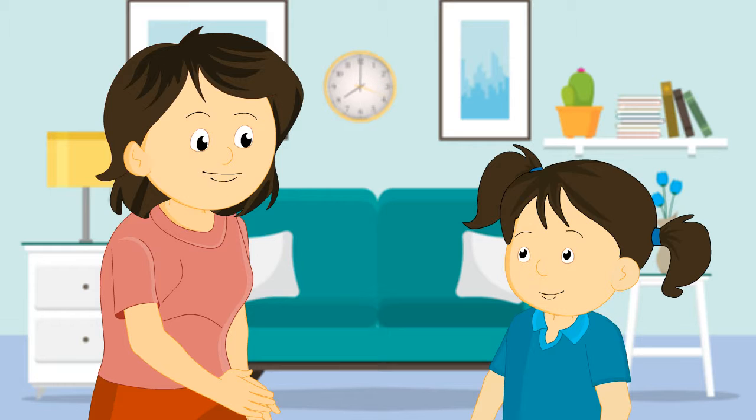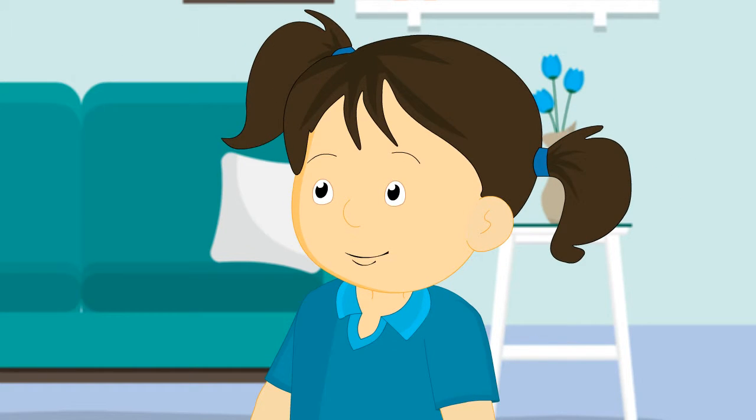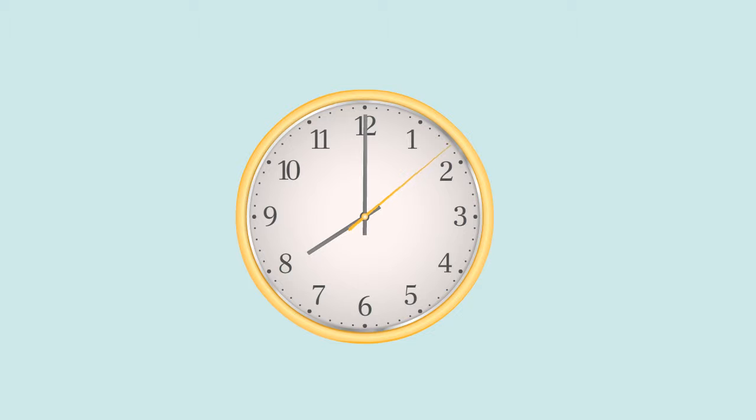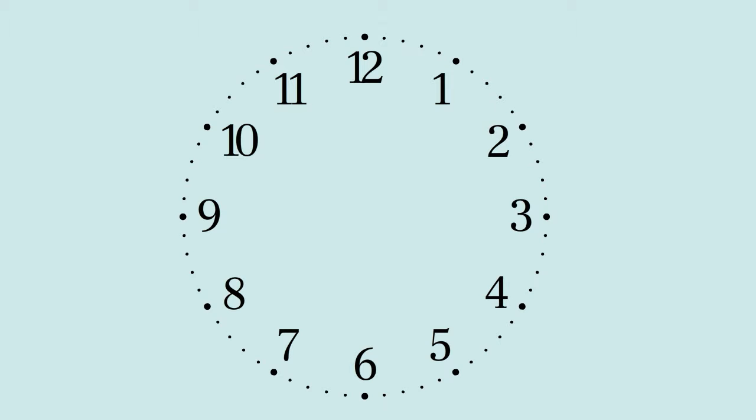Now I am going to tell you something more about reading time on the clock. As you know, Sarah, the longer hand of the clock is called the minute hand and the smaller hand of the clock is called the hour hand. There are 12 divisions on the dial of the clock and they are numbered 1, 2, 3, 4, 5, 6, 7, 8, 9, 10, 11 and 12. Each division is further divided into 5 small divisions.